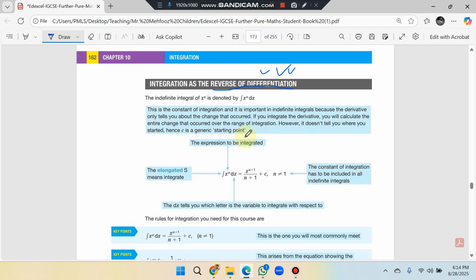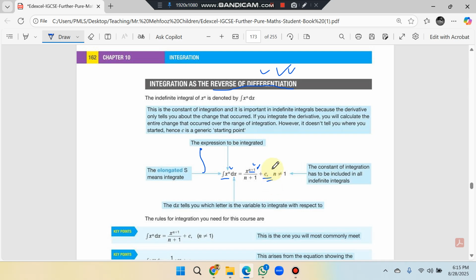So when we take the integration of some function, that is x raised to the power n, the integration sign is like this, and this dx is as it is. When we take the integration of x raised to the power n, the method is that first of all we have to add 1 to the power, that is x raised to the power n plus 1, and then divide it by the same power, that is n plus 1. Okay, and plus c is as it is.